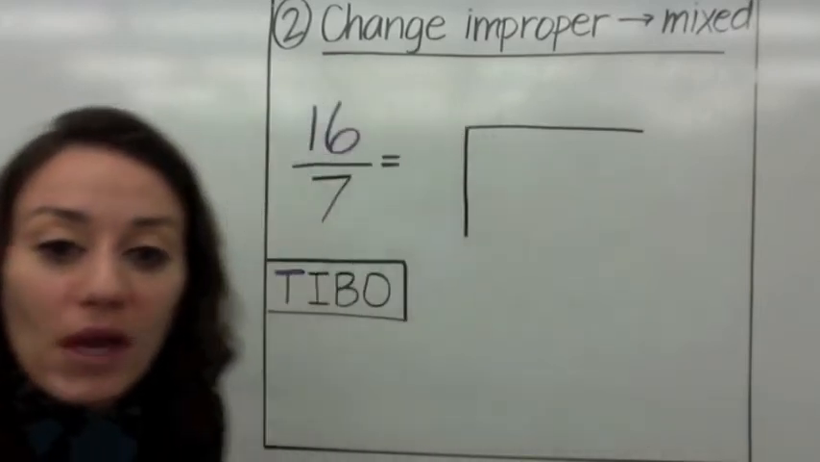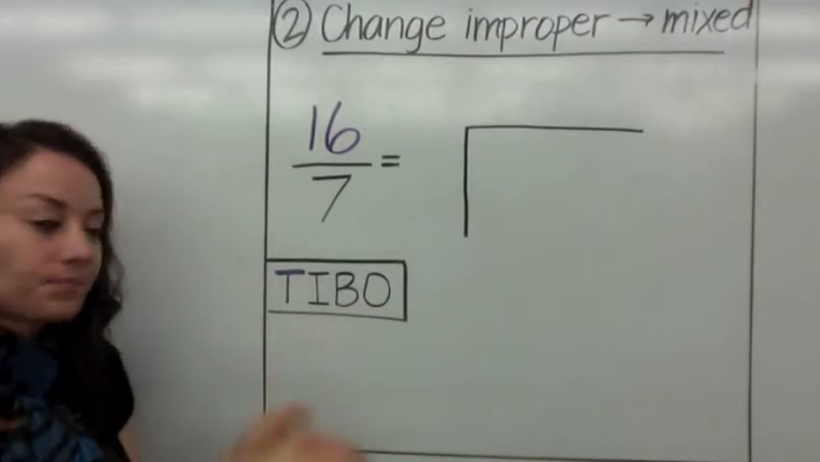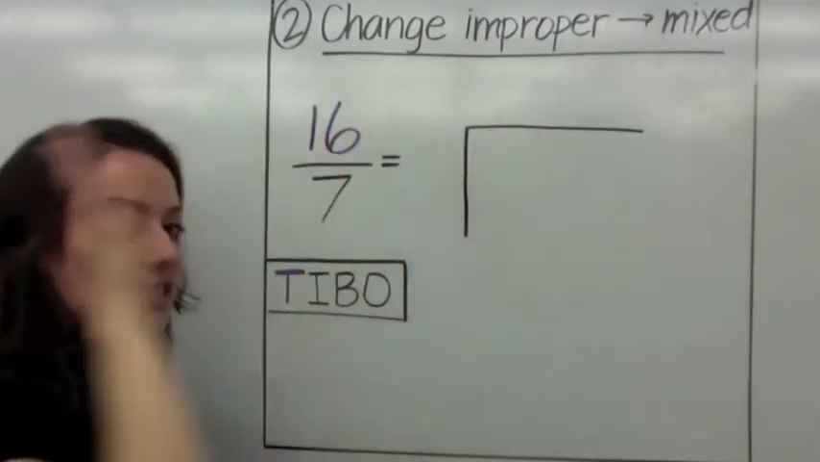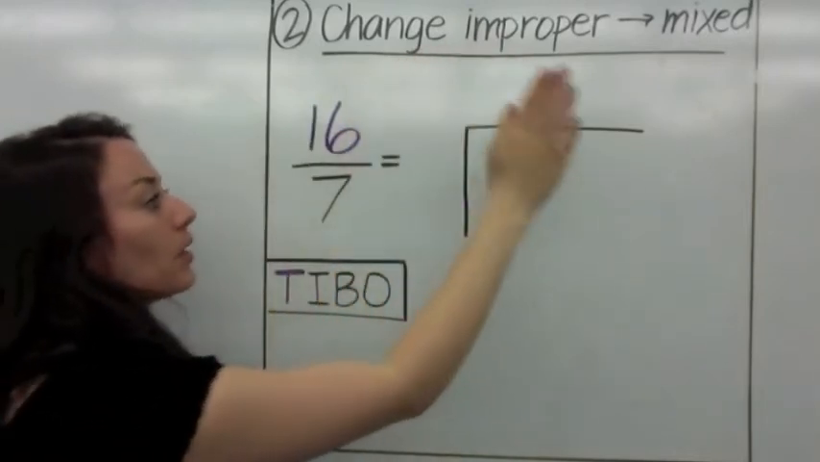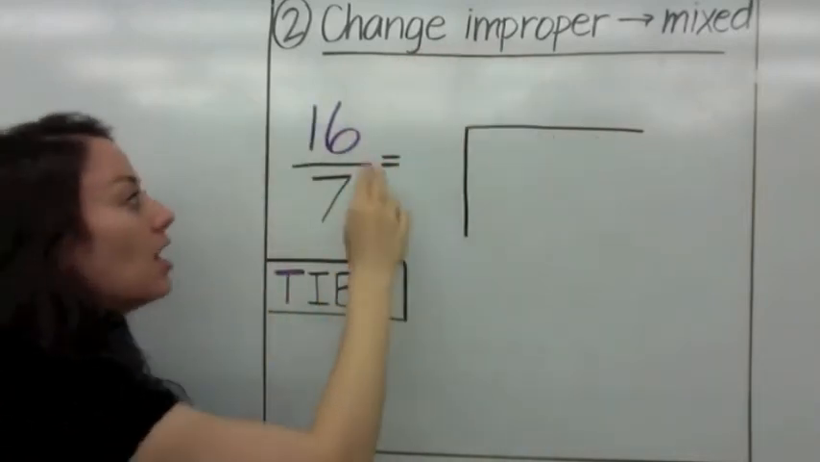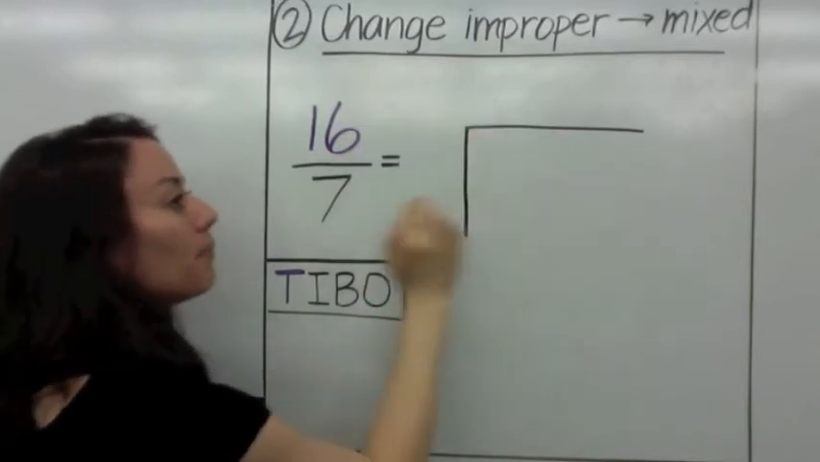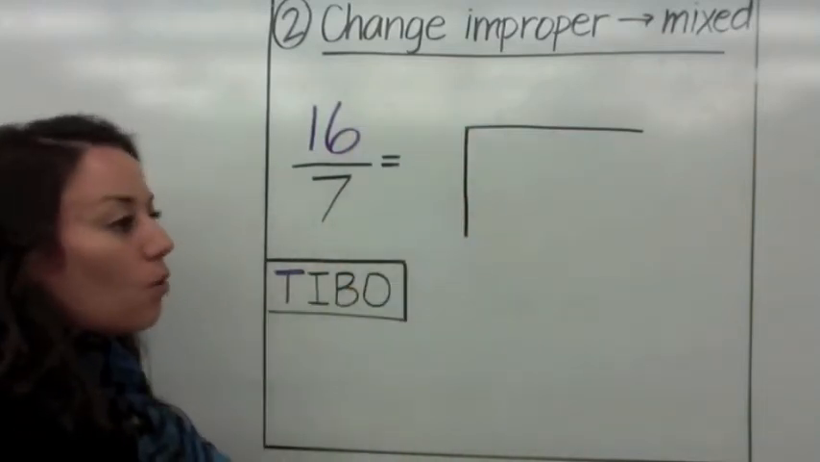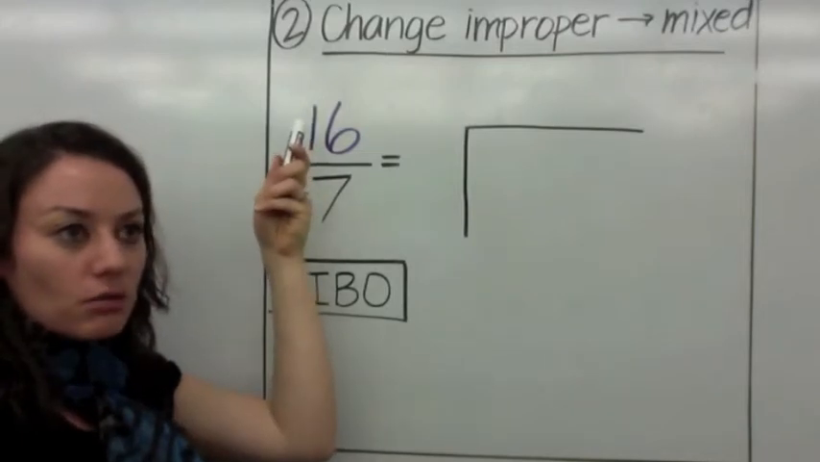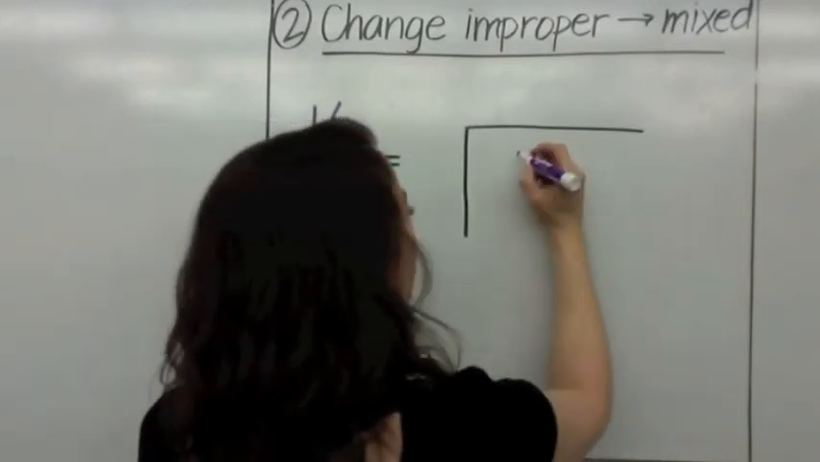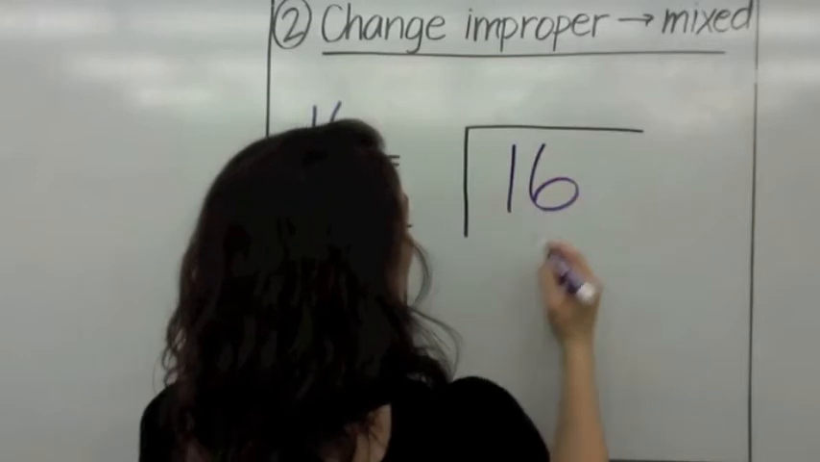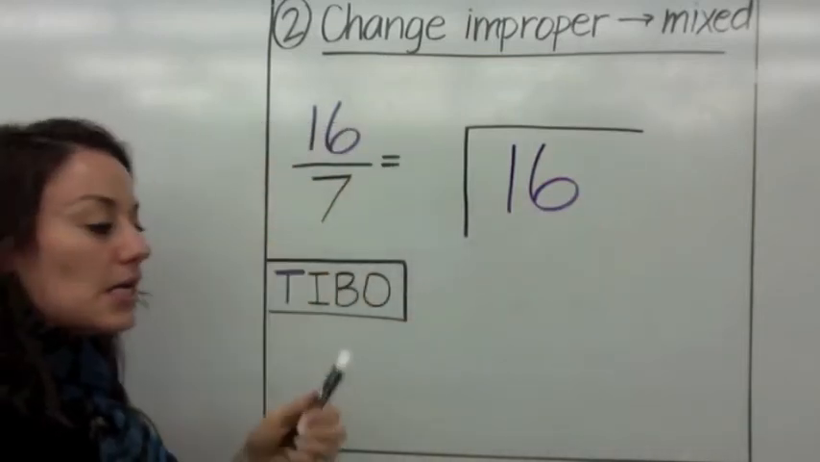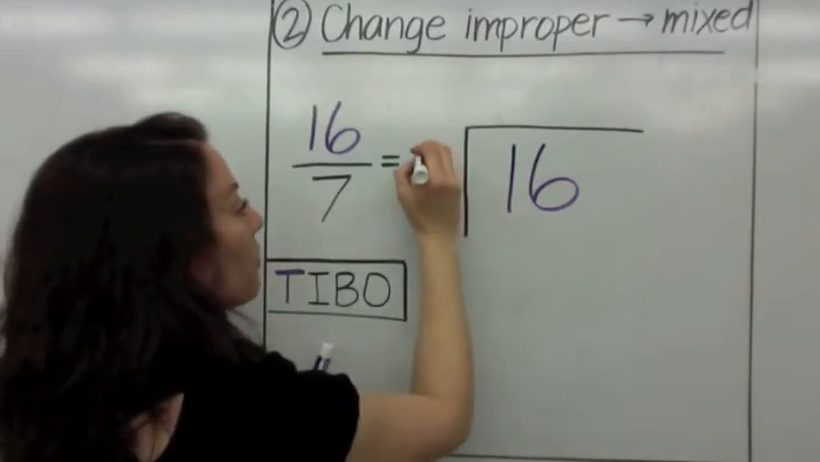Anyway, so TIBO stands for top in, bottom out. It stands for what? Top in, bottom out. Get it right. Please, thank you. If I say top in, bottom out, what do I mean? What is the top of the fraction? It is 16, right? Okay. What's the bottom of the fraction? What's the denominator? 7, right? Okay, 7. We're dividing by 7.